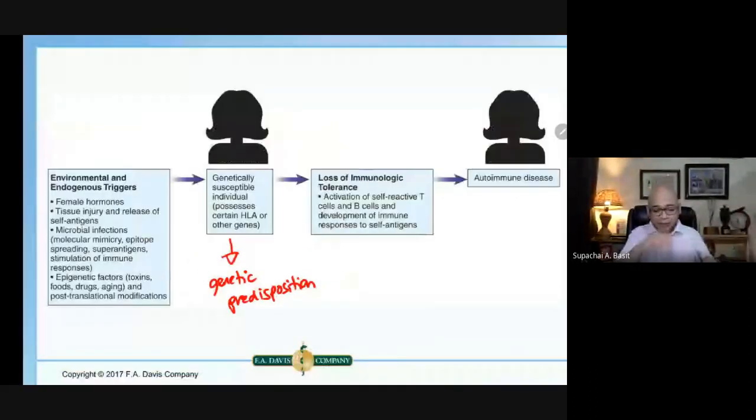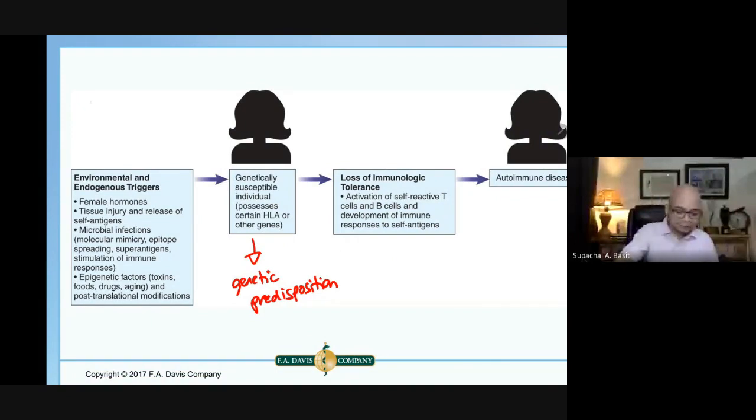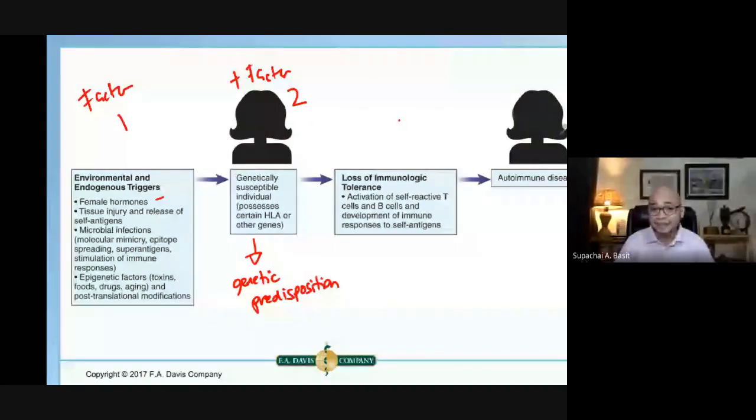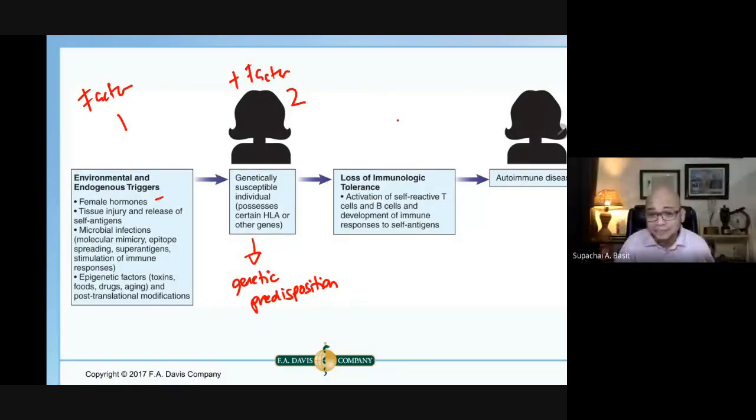So, combining this factor, so this is factor 1, plus you are genetically predisposed, plus hormones. For example, do you know that women are actually more prone to have autoimmune disease? You know why? Because hormones can also influence autoimmunity. It says here, women are almost 3 times as likely to acquire an autoimmune disease as compared to men.